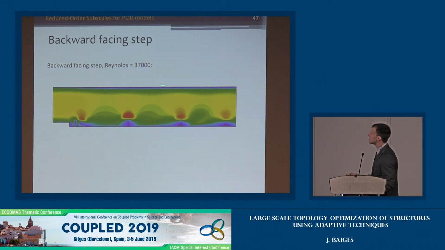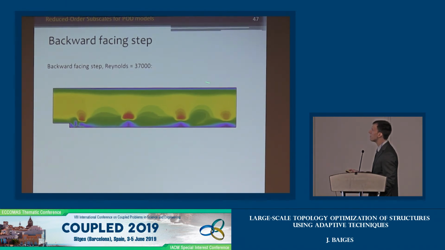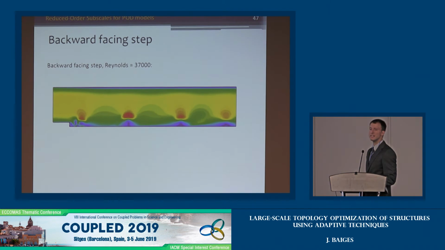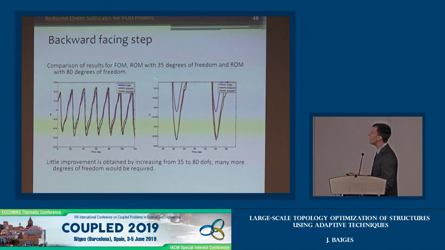So this is a backward-facing step problem with a Reynolds number of 37,000. So it is a 2D example. The flow is not too complex, but anyway, the flow is a bit complicated in this area here where the vortexes are appearing. So if we now try to solve this by using a proper orthogonal decomposition method, and we use maybe 35 degrees of freedom or 80 degrees of freedom, this is a comparison of the solution of the full order model, which is in blue, the reduced order model with 35 degrees of freedom, which is in red, and the reduced order model with 80 degrees of freedom, which is in black. So we can see that even if we use 80 degrees of freedom, the accuracy of the solution is not going to improve.